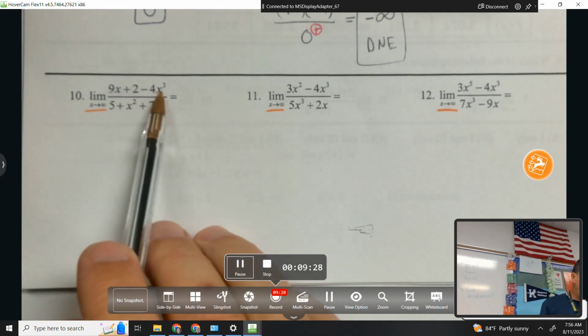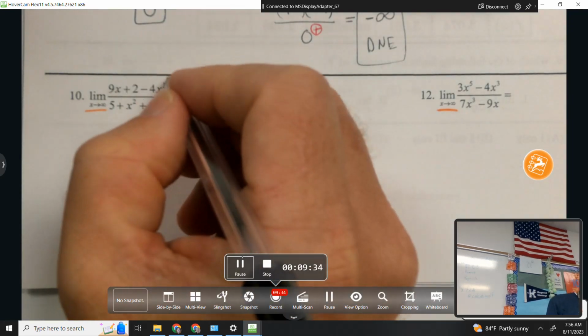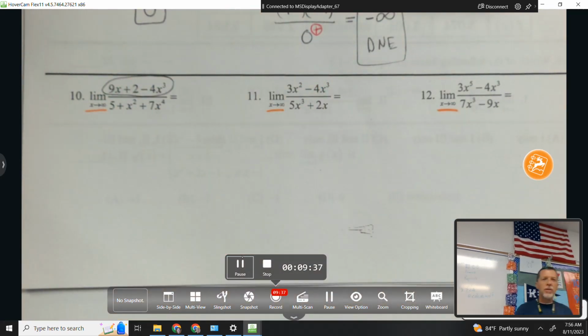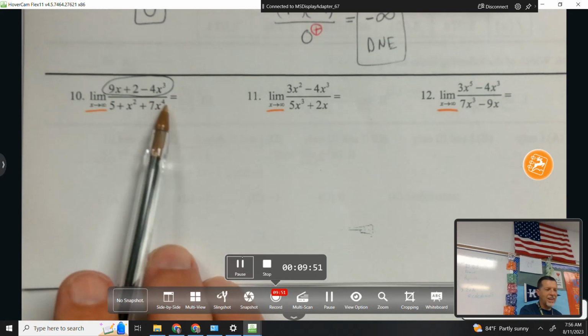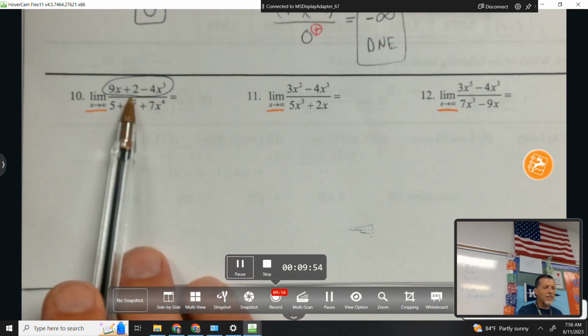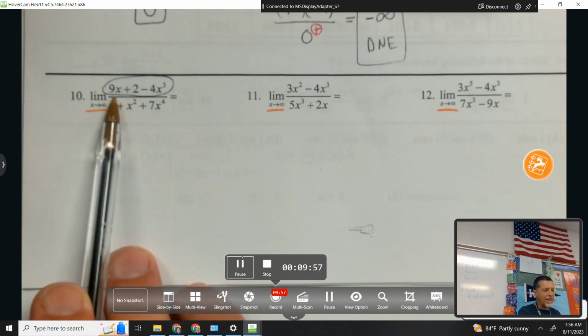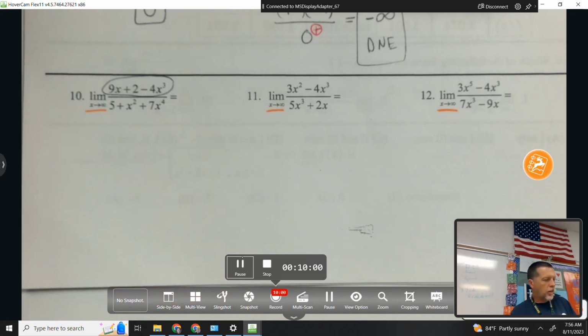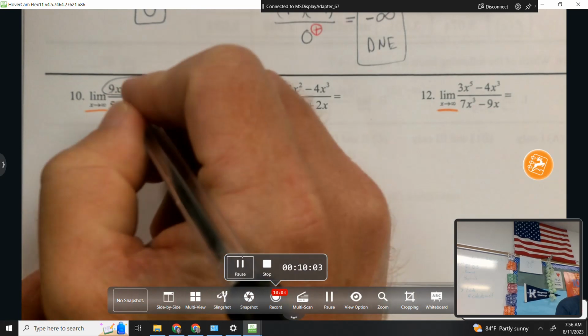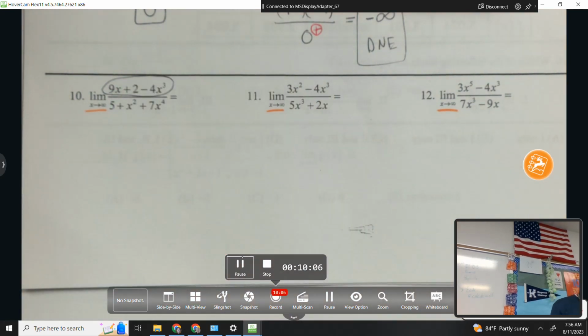So in the top, if things are getting really, really big, which one of these terms matters the most if I'm going to plug in a million or a trillion or a quadrillion? Which one of those terms is the most important? Negative 4x cubed. Yeah, negative 4x cubed. Because if I plug in a million and I cube it and multiply by -4, then adding 2 is inconsequential. Adding 9x even doesn't really matter. So step one on these is grab the most important term from the top and from the bottom, and then we'll go from there.